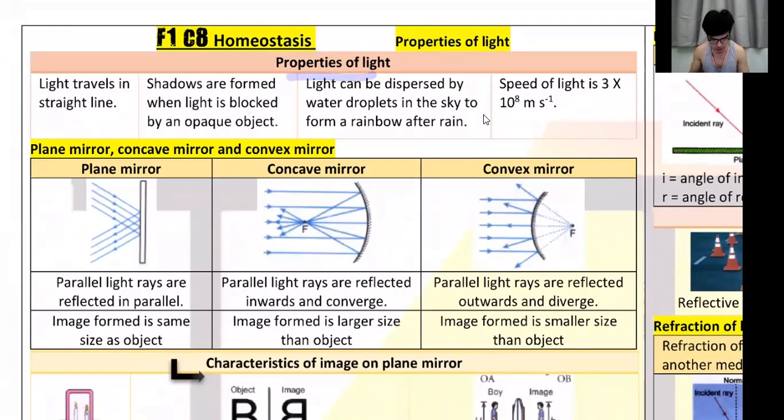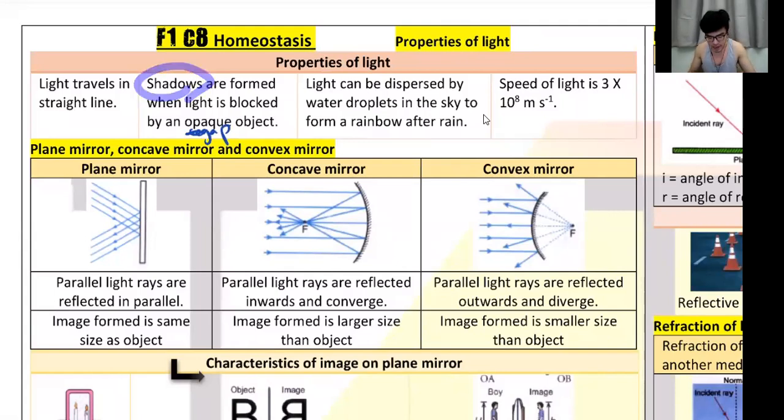Properties of light. There are four properties of light that you should know. Number 1, light travels in a straight line, bergerak dalam garisan lurus. It is blocked by opaque objects, dihalang oleh benda tegap. Tegap means opaque, the opposite of transparent. So you will form a shadow.